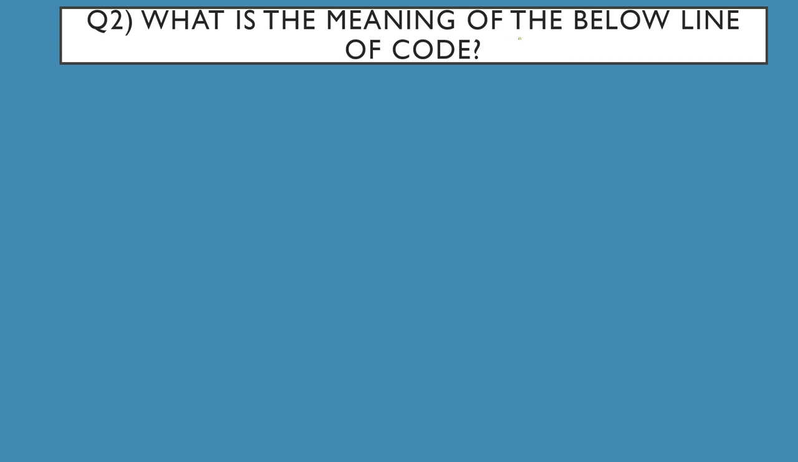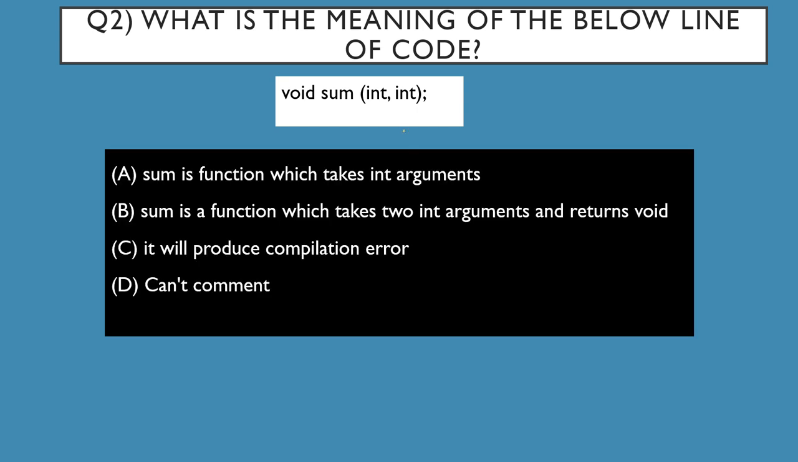Second question is, what is the meaning of the below line of code? This is the line, and these are the options that we have. The line of code is void sum(int, int). Option A: sum is a function which takes int arguments. Option B: sum is a function which takes two int arguments and returns void. Option C: it will produce a compilation error. Option D: you cannot comment on it.